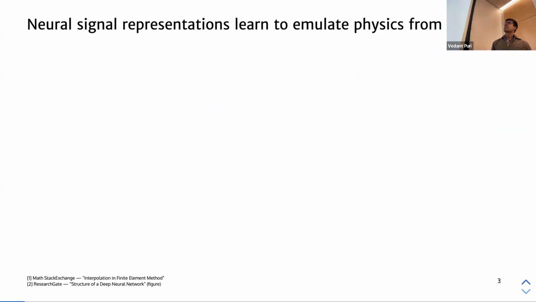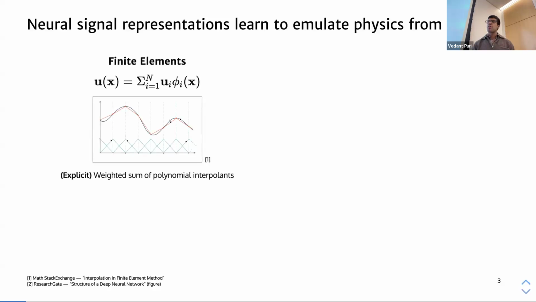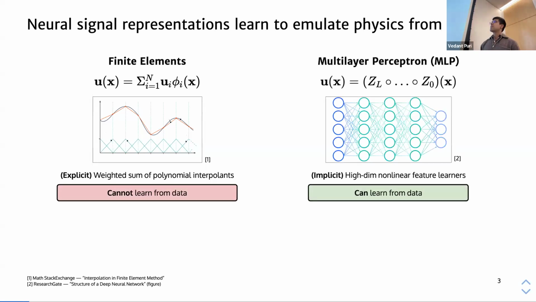For that reason, there has been growing interest in neural signal representations that can learn to emulate physics from data. So as compared to the traditional finite element method, where you represent your solution as a sum of polynomial interpolants, a neural network, a multi-layer perceptron, which is the building block of modern neural networks, learns an input-output mapping via nonlinear transforms and implicitly stores the mapping in the weights of the model, which allows it to learn from data effectively.